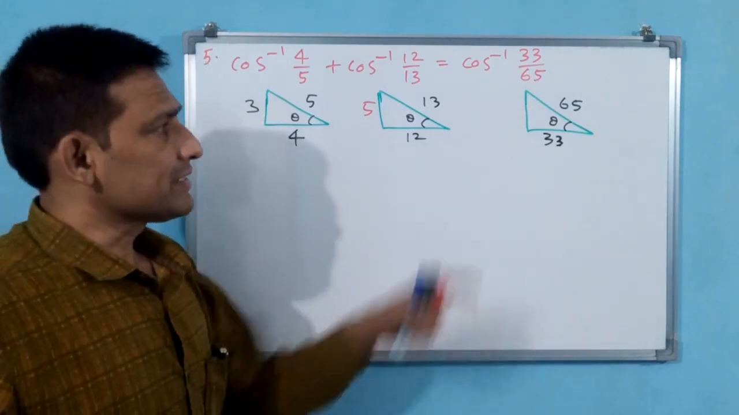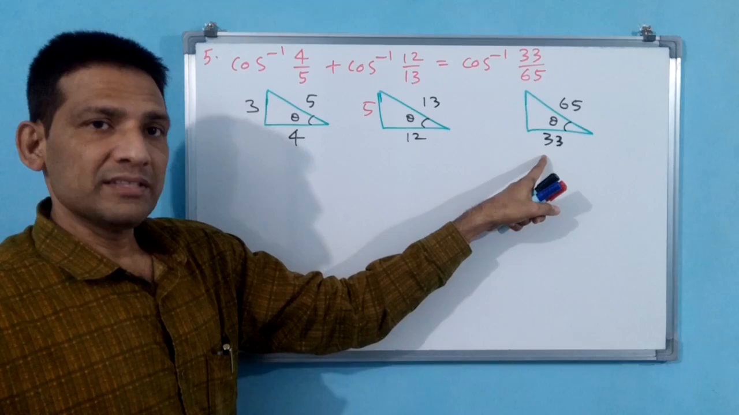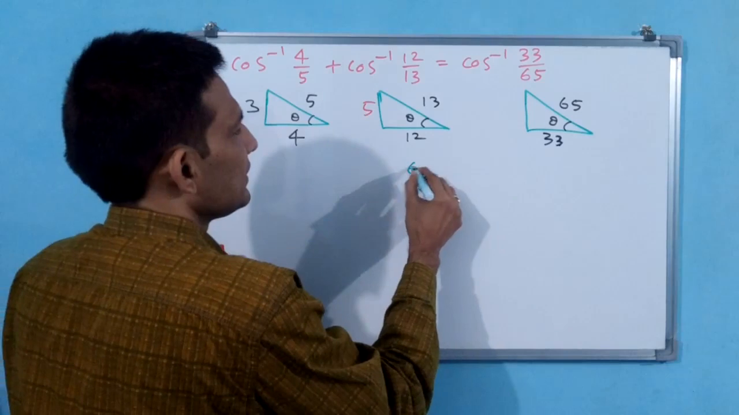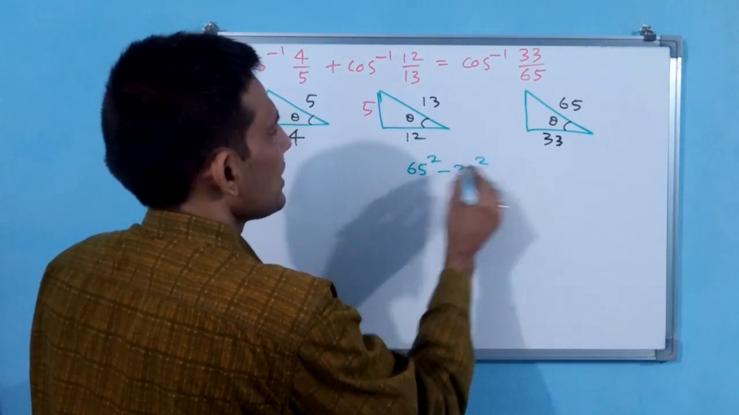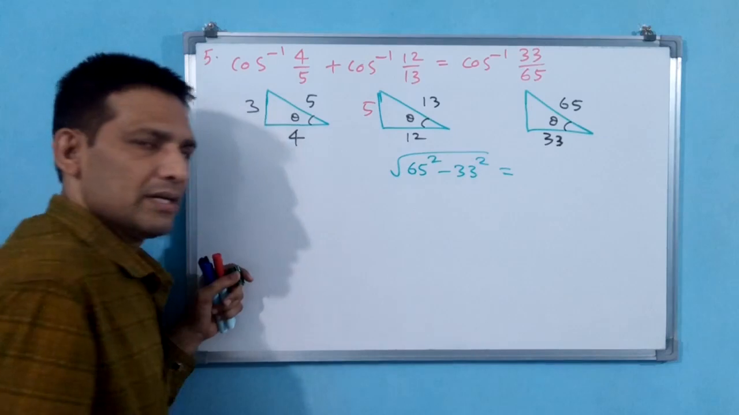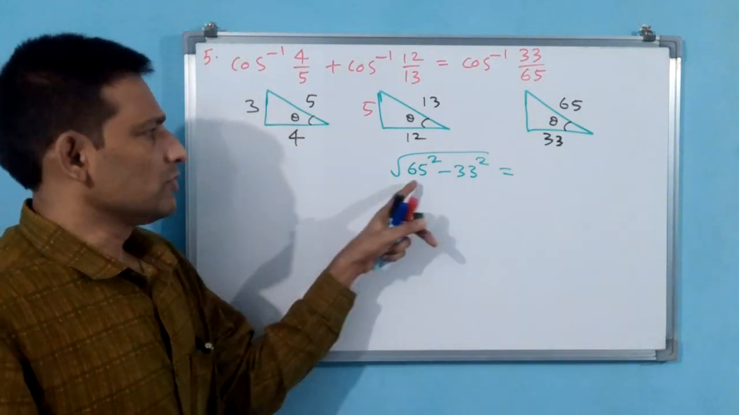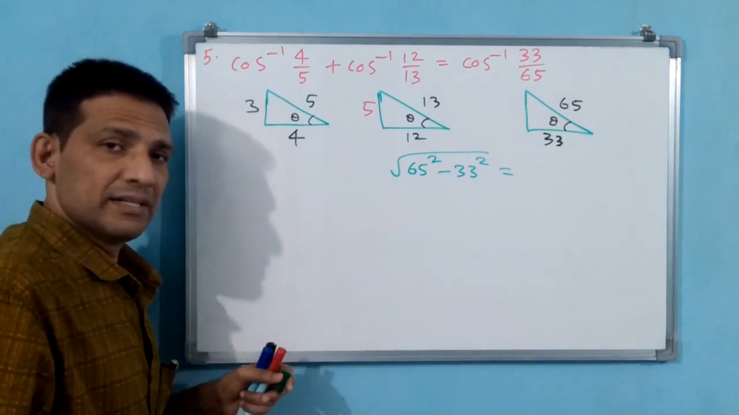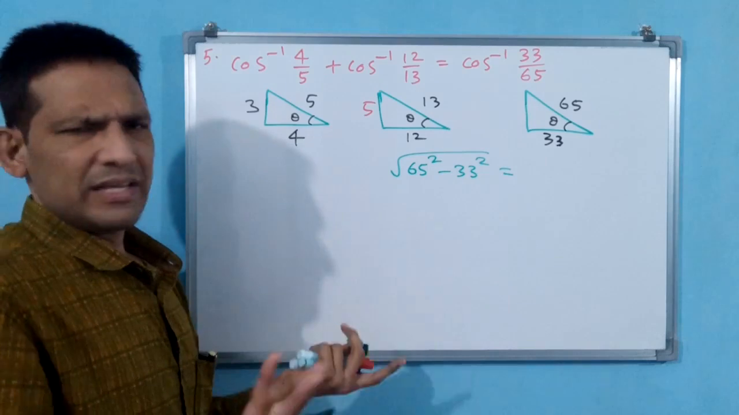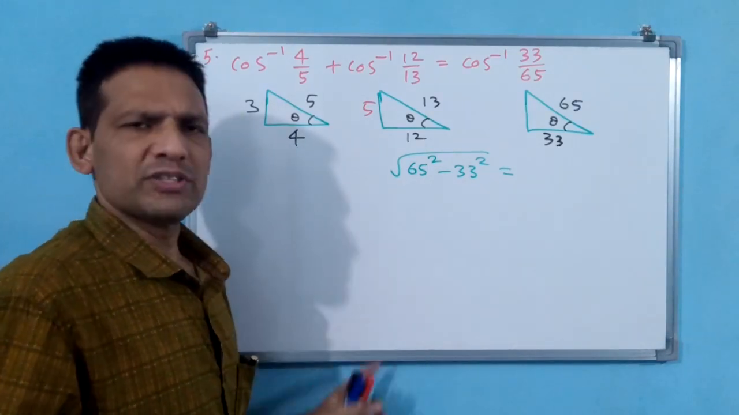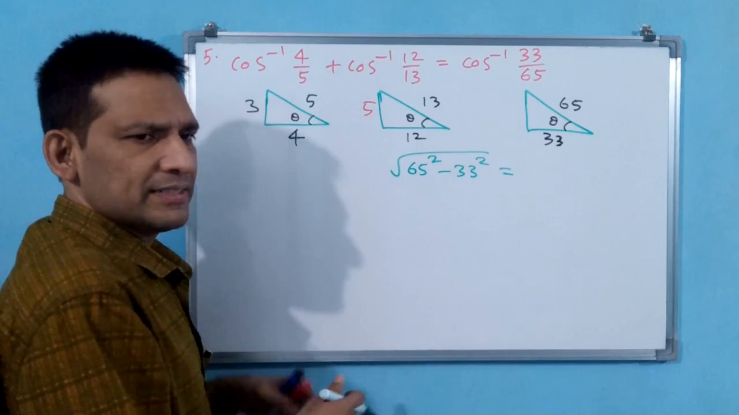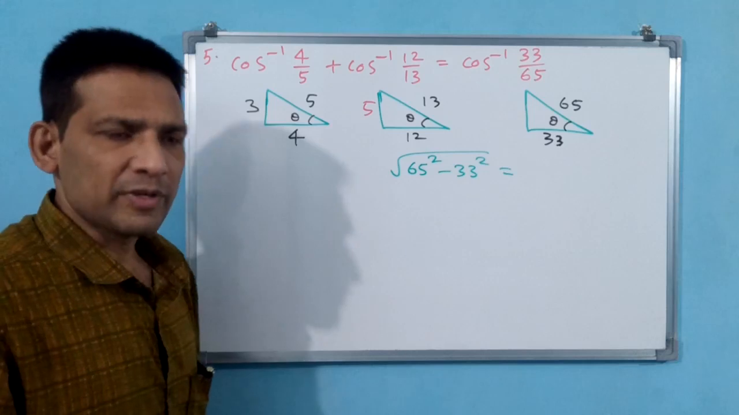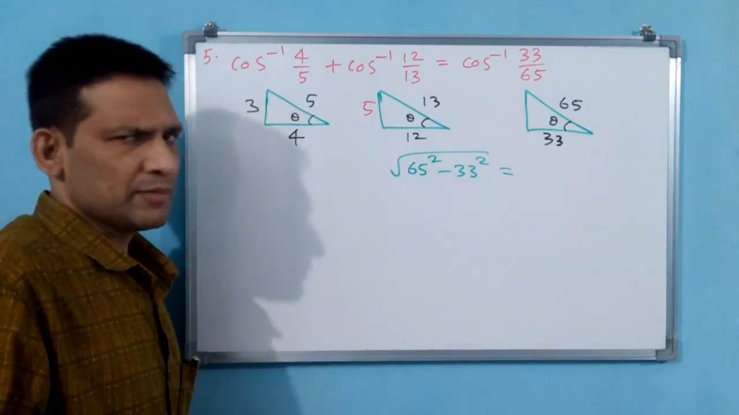How to calculate this one? 65 square minus 33 square, if you put a root, then this value is going to come. Let us write 65 square minus 33 square under root. Different types you can do. A square minus b square, a plus b into a minus b, like that also you can do. But finally you have to make a root. Or else, multiplication is easy: 65 into 65, 33 into 33, minus it, then you find the root. That also you can do. Both are correct. Which one is best for you, less time consuming, how fast you are, you apply that procedure.